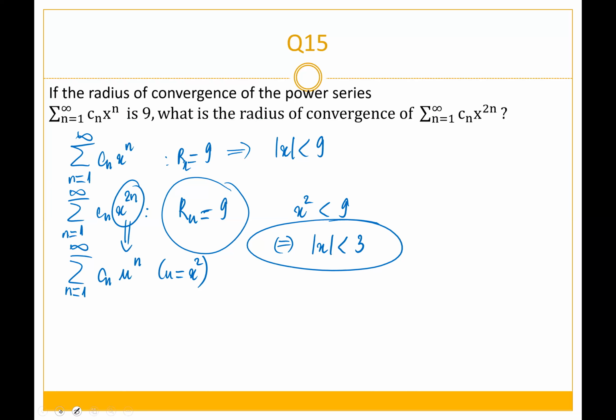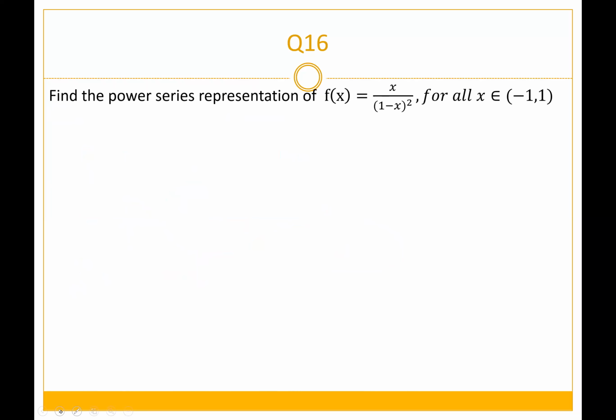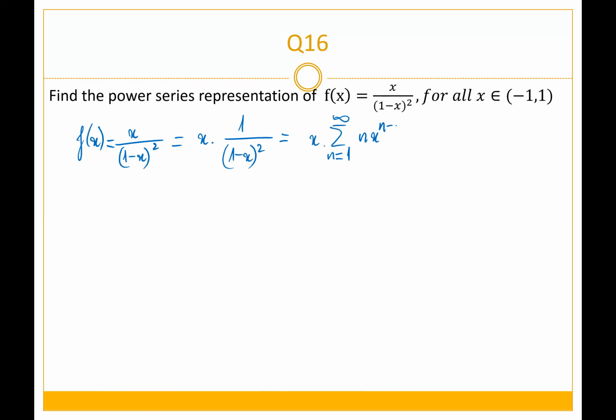All right, so let's go to question 16. Question 16 is to find the power series representation for f for all x in that interval. So we have f(x) is x over 1 minus x squared. This is equal to x multiplied by this part, and we have the series for this part. If you take good notes of all of the examples we did in that chapter, we're going to have this equal to n minus 1. Therefore, our series now becomes n x to the n.